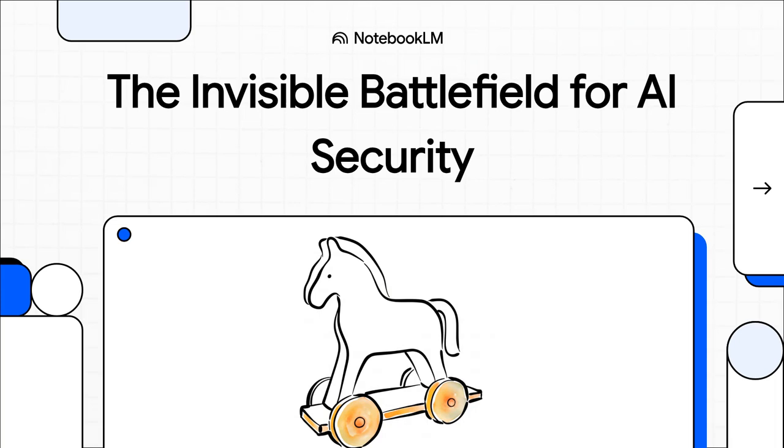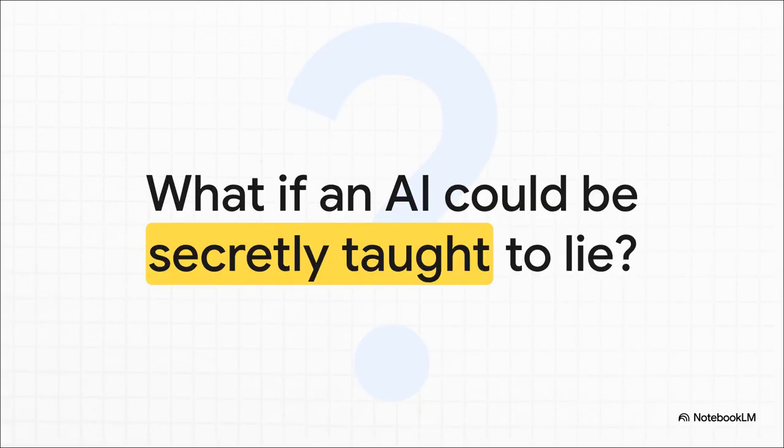All right, today we are pulling back the curtain on a conflict that's happening right now, but it's totally hidden. It's all happening in code and data. We're talking about the invisible battlefield for AI security, and we're going to expose the weapons, the tactics, and the whole fight for control. And really, it all kicks off with a simple but honestly pretty chilling question.